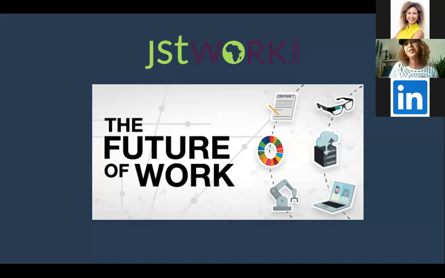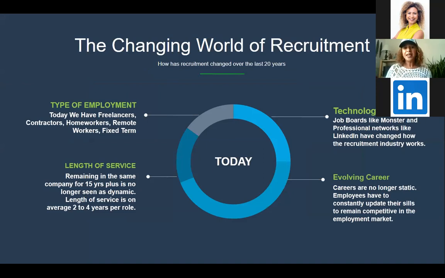I'm going to take just a few minutes to give you some idea of the shifts in what is happening. The first thing is, even pre-Corona, the type of contracts we are getting are not just your permanent pensionable. Over the last 10 years, we've seen a lot more freelancers, contractors, home workers, fixed term and so on. So the type of contracts we are getting today are no longer that permanent. Now, on length of service, 20 years ago it was really important that you stayed in one company for a very long time, because that showed that you were loyal, reliable, dependable. Today, that's no longer the same.